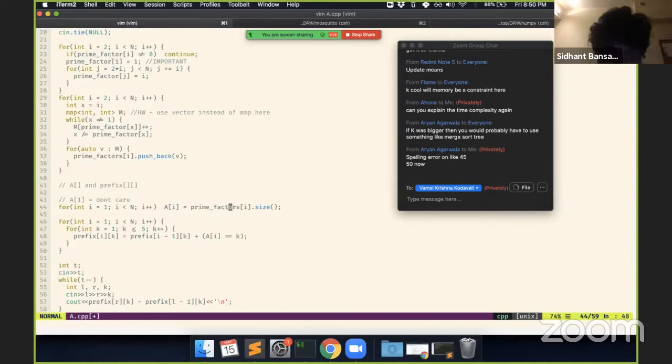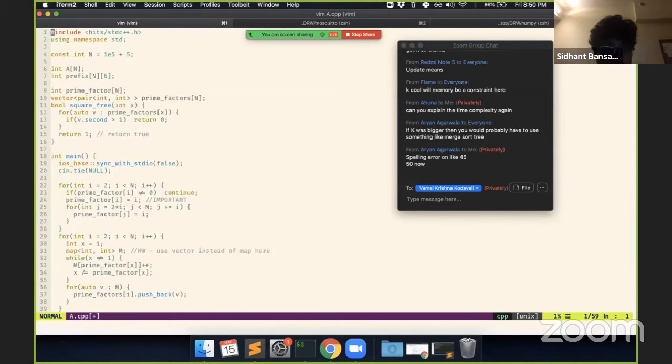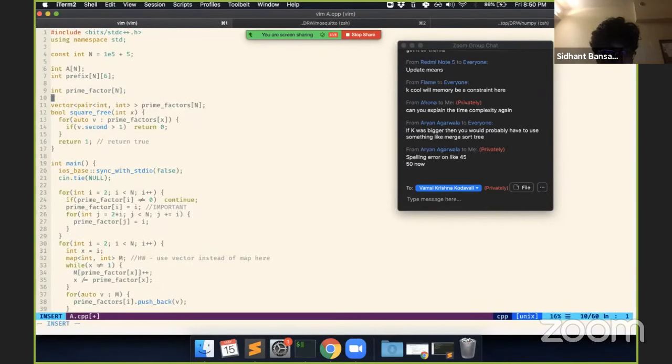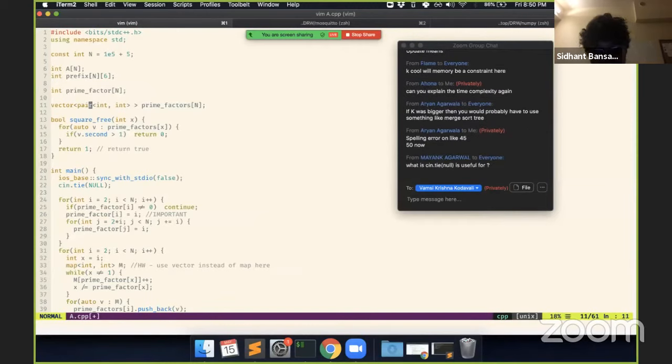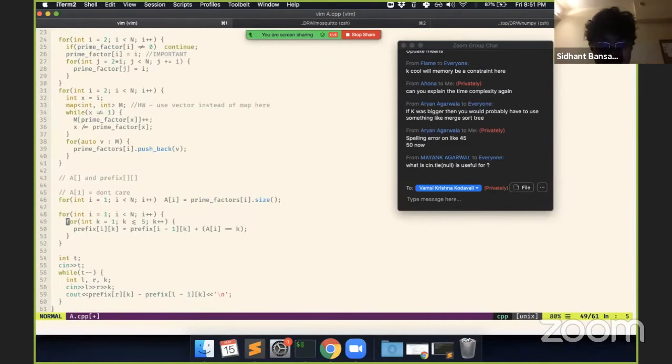So A_i is actually going to be just prime factors i dot size. This is pretty simple because notice what prime factors are. This vector was defined as all the distinct prime factors, their powers, their values themselves, like 3 squared. So 3 is the first element of the pair and the square, 2, is the second element. All the distinct prime factors you have will come in this vector. So whatever the length of this vector is, that's how many distinct prime factors you have. So that's just A_i.